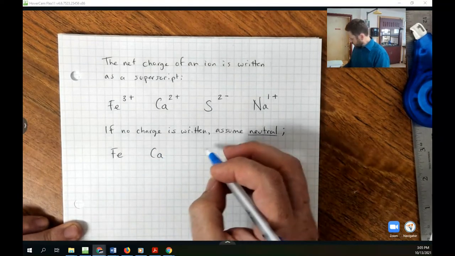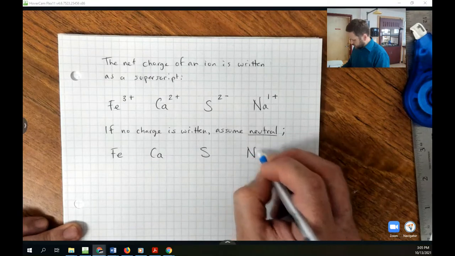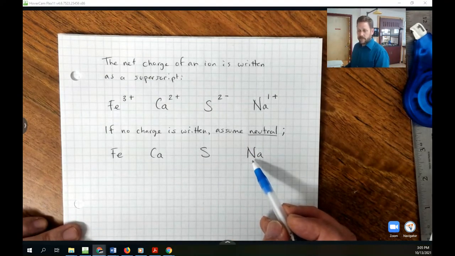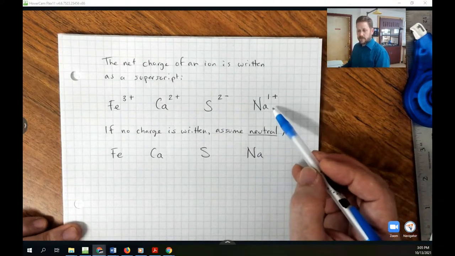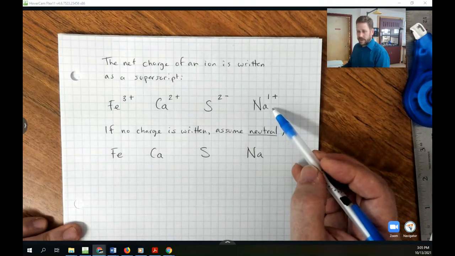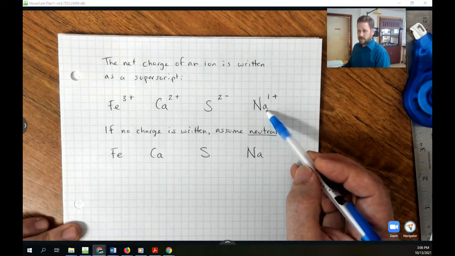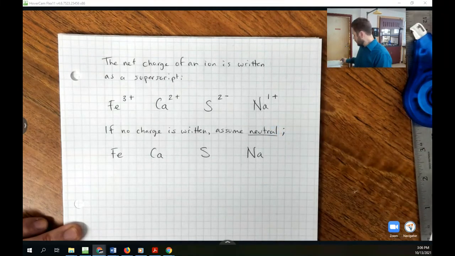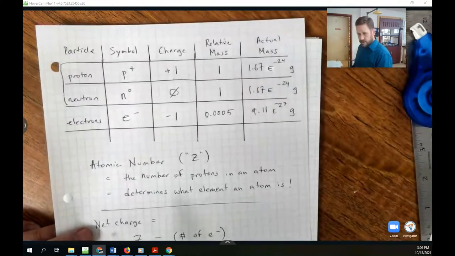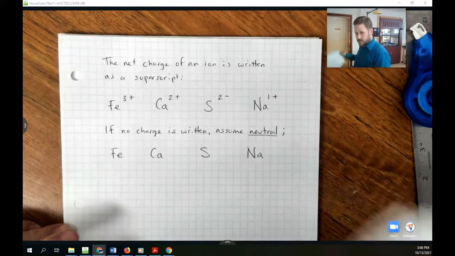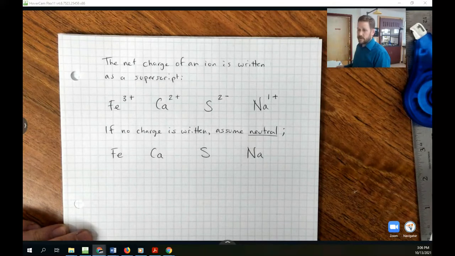If you see just a symbol without a superscript, we assume it's neutral. So sodium has 11 protons, and it has, if it's neutral, 11 electrons as well. So what does this mean if it's a sodium cation? Well, it must have 11 protons because it's sodium. And if it didn't, then it wouldn't be sodium. Remember, the number of protons, the atomic number, defines what element it is. So if it is sodium, it has 11 protons. And if it has 11 protons, it is sodium.